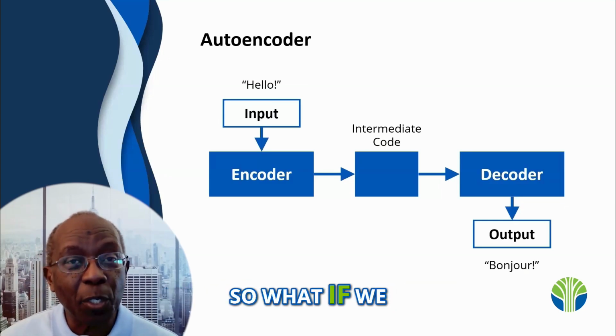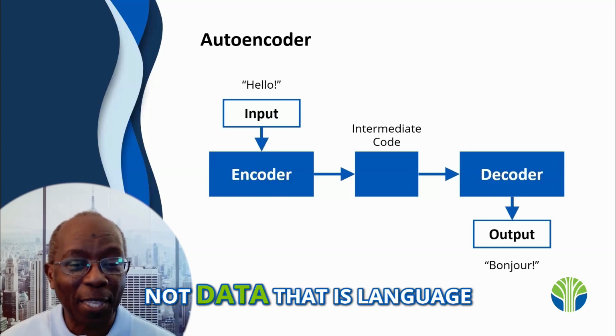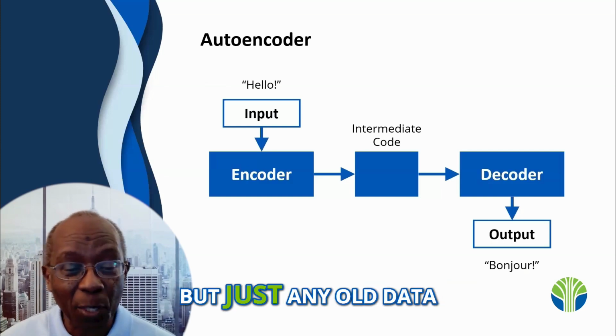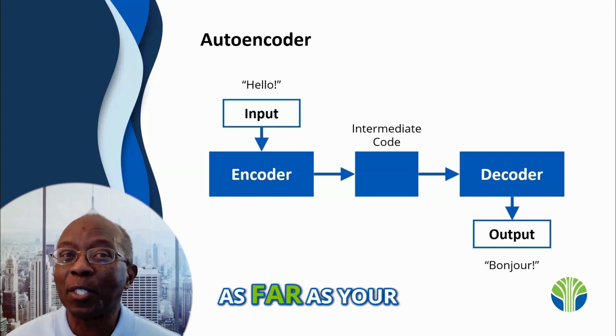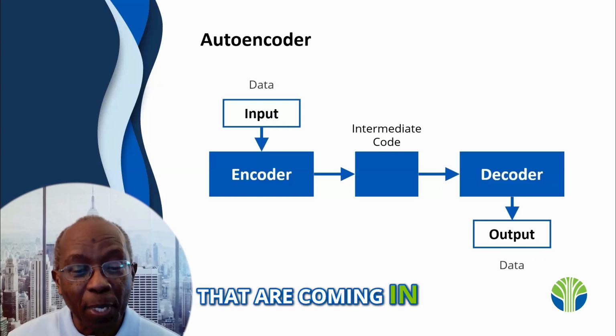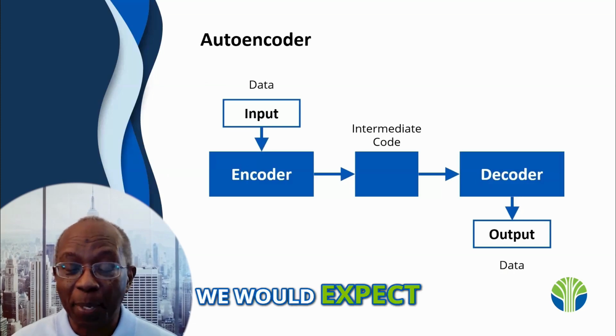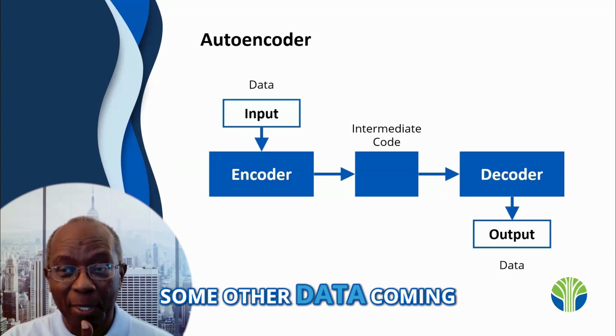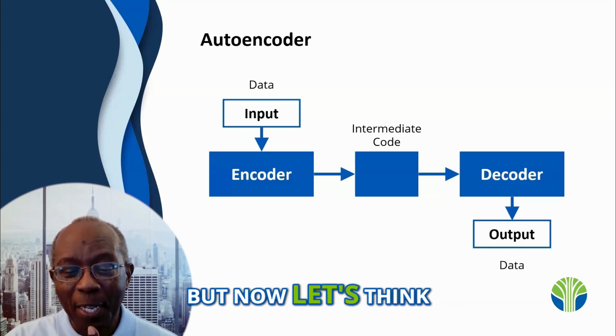So what if we do it with data? This time not data that is language, but just any old data. Because remember, as far as your encoder is concerned, these are just bytes that are coming in. So if we put in data, we would expect, of course, some other data coming out of the decoder. But now let's think about it.